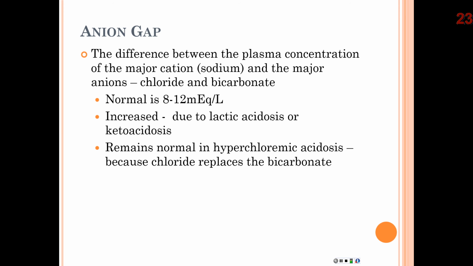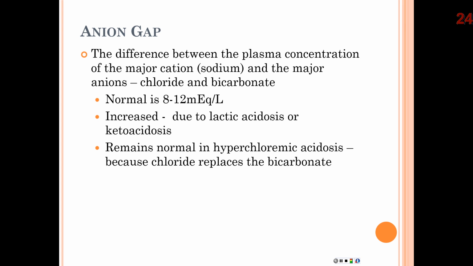But if the patient happens to be in hyperchloremic acidosis, so if the type of acidosis they have is hyperchloremic acidosis, the anion gap will remain normal because chloride replaces bicarbonate in hyperchloremic acidosis. So acidosis, remember, is more hydrogen, which means less bicarbonate. But because chloride is replacing bicarbonate in that exchange process, the anion gap remains normal. Right? So that's an important clinical test that you need to keep in mind.